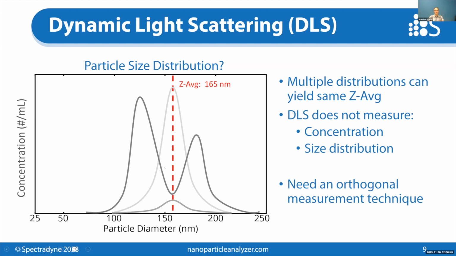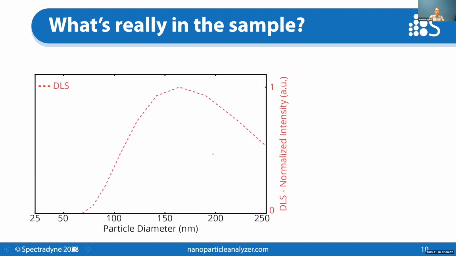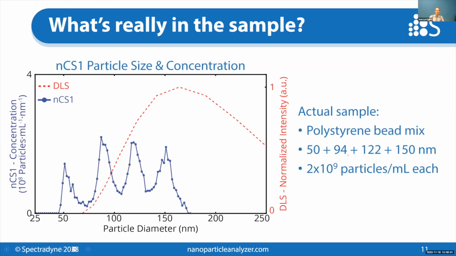The only way to get the actual particle size distribution is to use a different kind of technique that's not using an average or light scattering as a measurement. So we know what's in this sample. We prepared it. It's a mixture of polystyrene beads, 50, 94, 120, and 150 nanometers, mixed together at equal concentration.